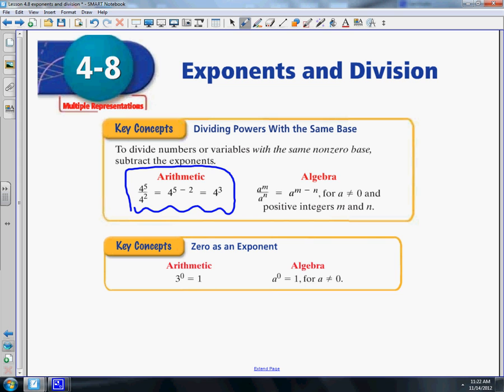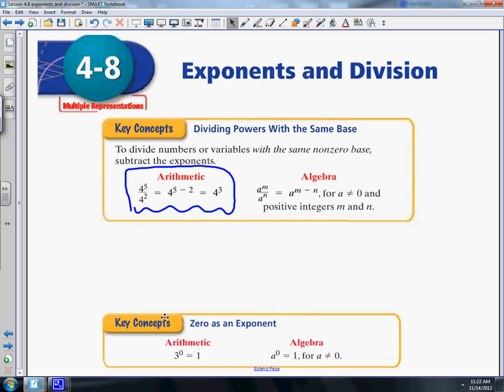4 to the 5th divided by 4 to the 2nd equals 4 to the 5th minus 2, which is 4 to the 3rd. So if I were to write this out, 4 to the 5th looks like this. Okay? And then I'm going to divide it by 4 squared. Now, 4 to the 5th means there's 5 4s, and 4 squared means there's 2.